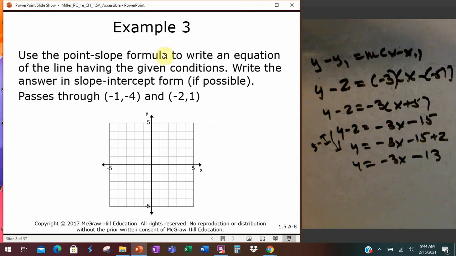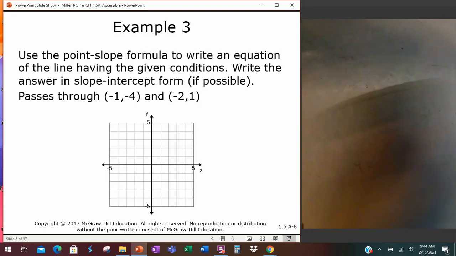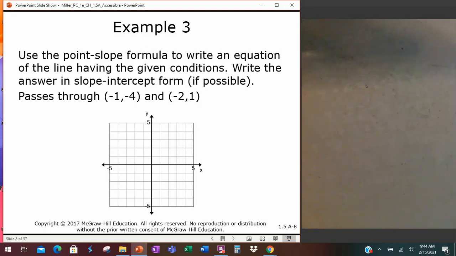So use the point slope formula to write an equation of the line having the given conditions. Write the answer in slope-intercept form. So here kind of puts everything together. I've got 2 points. 2 points is all I need to determine a straight line. Here are 2 points that have a straight line between them. And it's the same thing if we're doing analytic geometry on our Cartesian coordinates, so that's what we're doing.